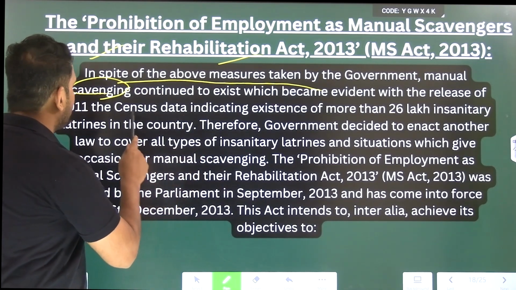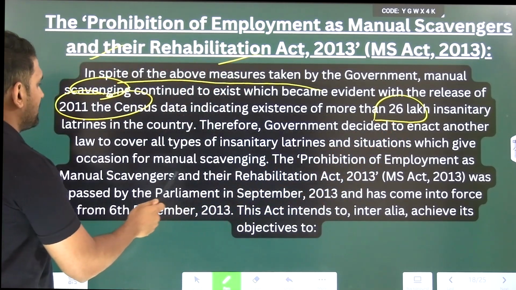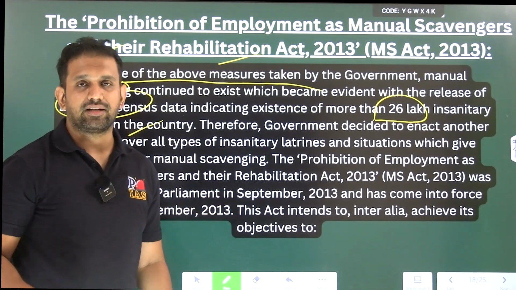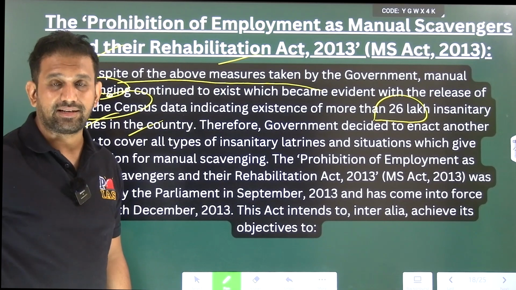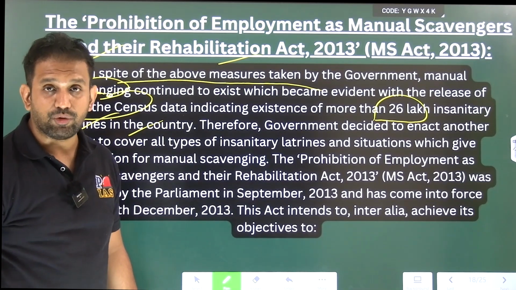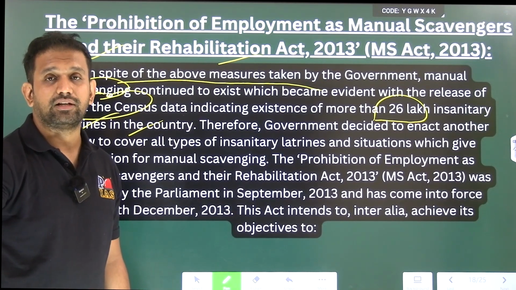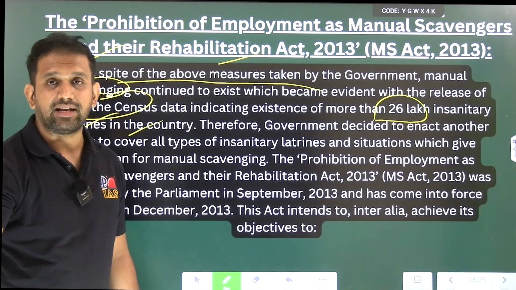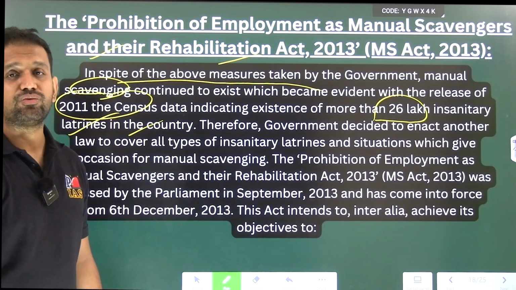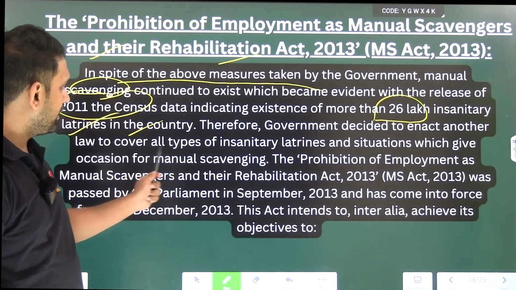According to the 2011 census, more than 26 lakh insanitary latrines are there in the country. Insanitary latrines are latrines which are overflowing, with potholes, and all that is generally removed by SC people. So the government is saying that first of all, you remove these insanitary latrines and make the latrines very well. Make the drainage pipelines very good. Then there is no need for scavengers, and no need for latrine cleaners either.